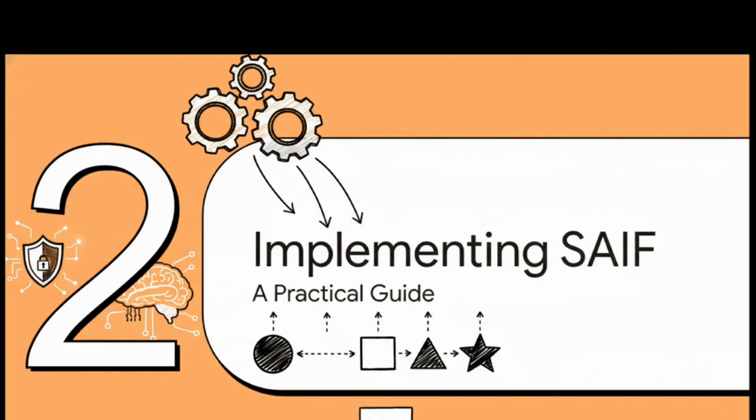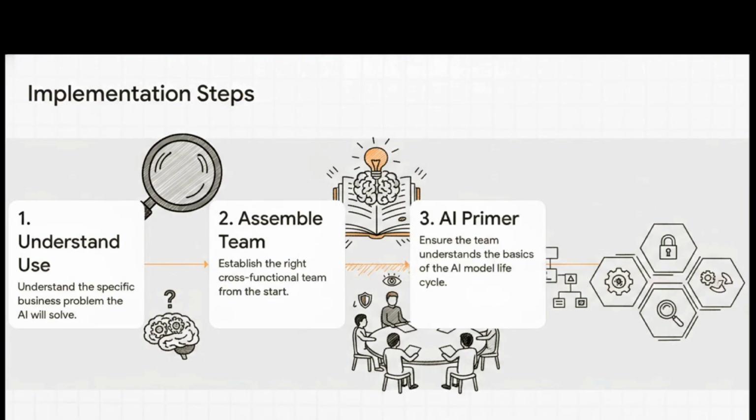Okay, so those are the 6 pillars. But, theory is one thing. Putting it into practice is a whole other ballgame. So how does a team actually get started with this framework? Well, Google lays out a pretty clear 4-step approach. It all starts with really, truly understanding the business problem the AI is supposed to solve. Next, you pull together the right team, bringing security, privacy, and risk experts to the table right from day one. Then, you make sure everyone's speaking the same language by giving them a basic primer on AI concepts, and only then can the team really effectively apply those 6 core security elements we just talked about.